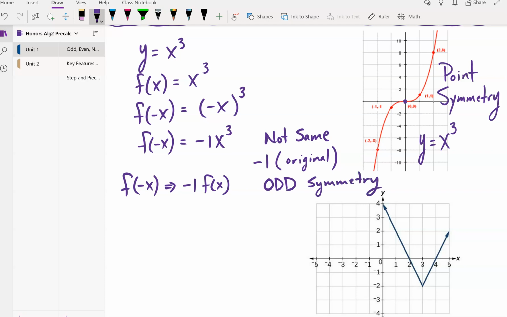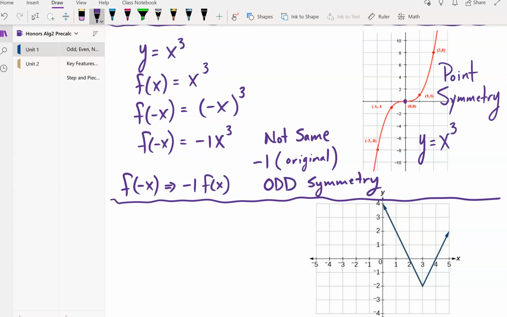Okay, so the key is really evaluating at this -x right here and seeing what your result is to determine odd, even, or neither. And again, you can do this visually as well. So if you come across a function where you're asked to determine whether it's odd or even or neither, you can evaluate the function at -x and see what the outcome is. Or you can also graph it and look visually at your graph to determine where your symmetry lies.